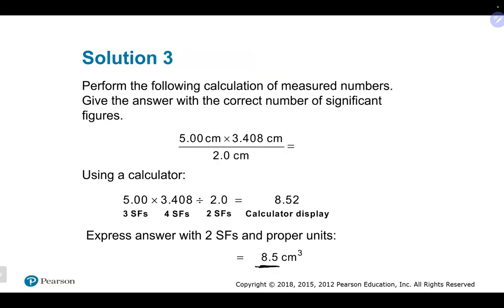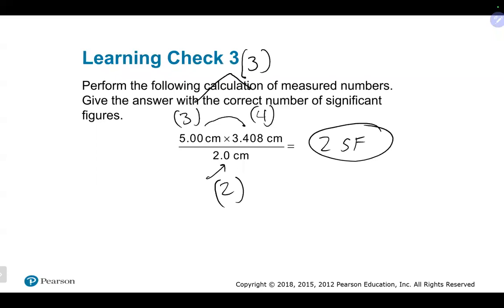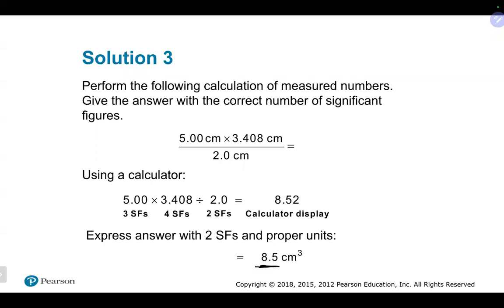Why is it cubic centimeters? That's a good question. Let me see why they put cubic centimeters there. It really shouldn't be cubic centimeters. You're correct. In this calculation, if we multiply the top, that would actually give us square centimeters, right? And then we would be dividing by centimeters, which means technically speaking, the book is incorrect and it should be just centimeters in this case.